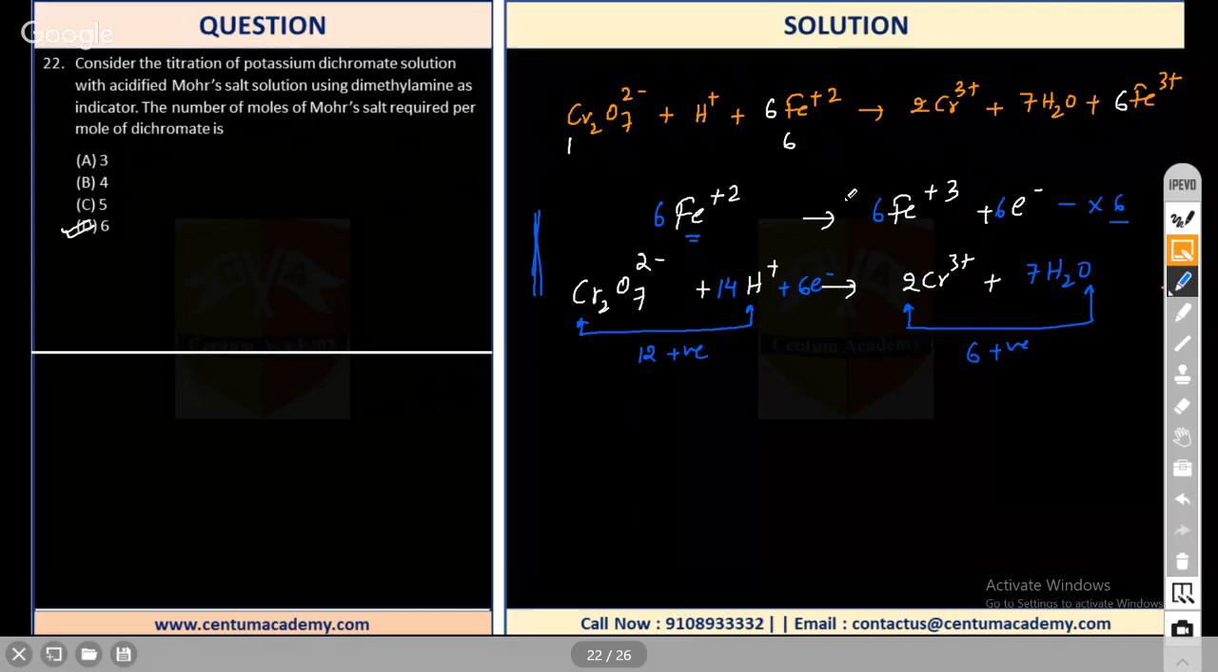You understood this? Any doubt in balancing of these reactions? Any doubt? Tell me. Understood?